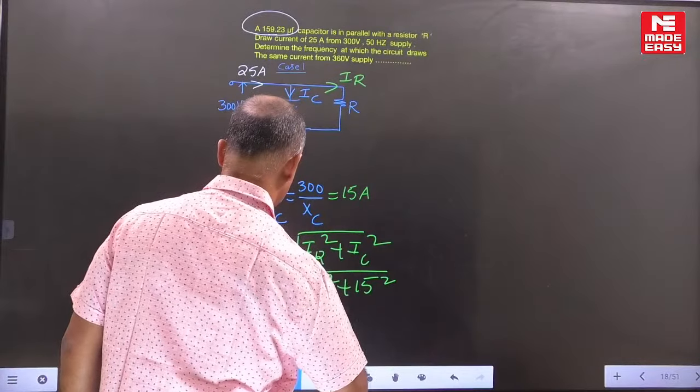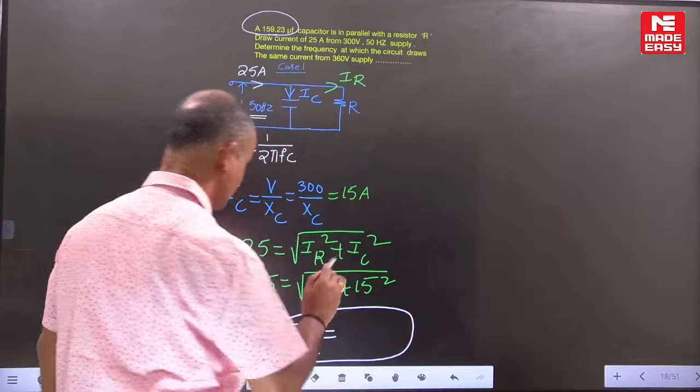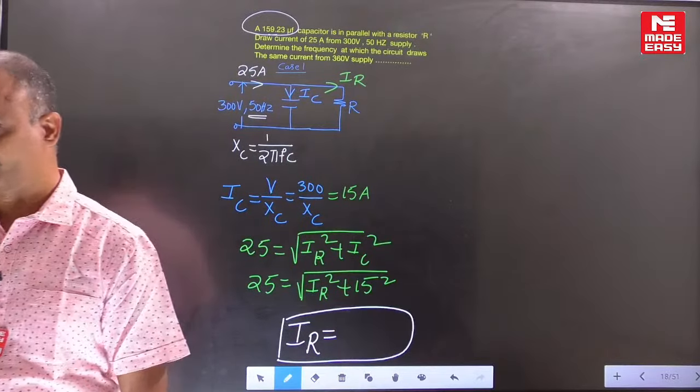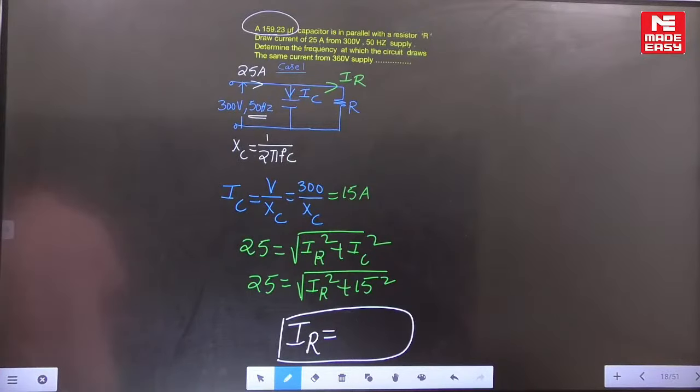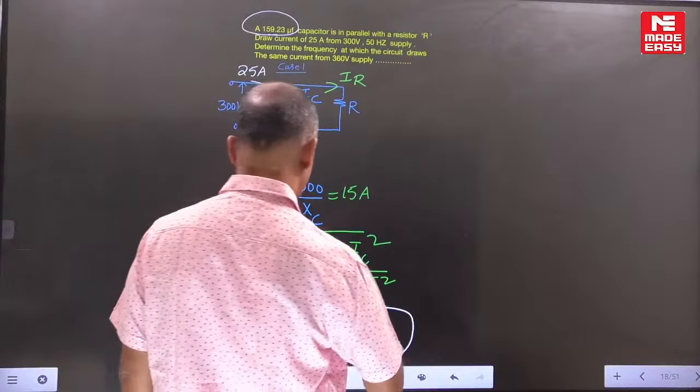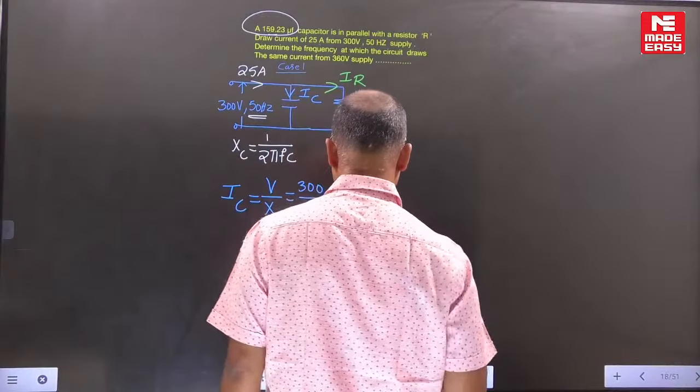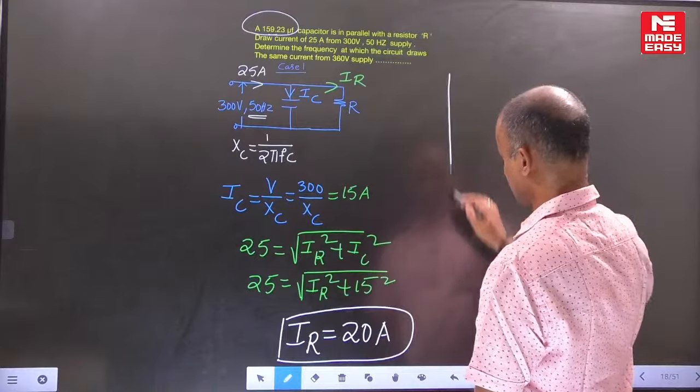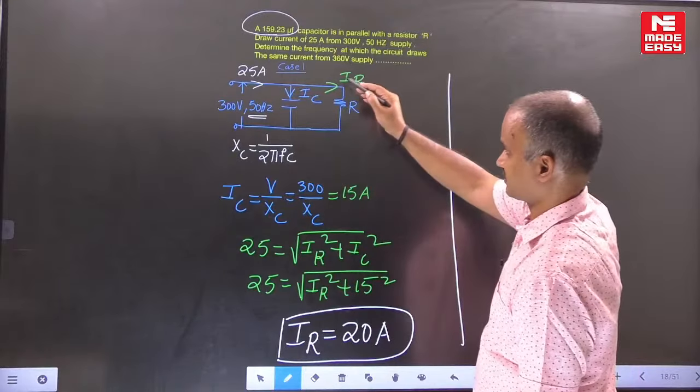Simplified, find out the IR value. IR equal to 20 amperes. Very good. Now this IR is completed. Now this IR is known, and the source voltage is known.